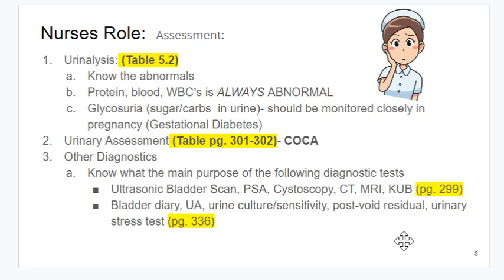This would tell us if we need to go ahead and put a Foley in an individual or do a straight cath. So remember, that bladder really can only hold about 2 cups of urine. So if we are concerned that they are not able to fully empty their bladder, this is a concern for problems with infection down the road, especially urinary tract infections.